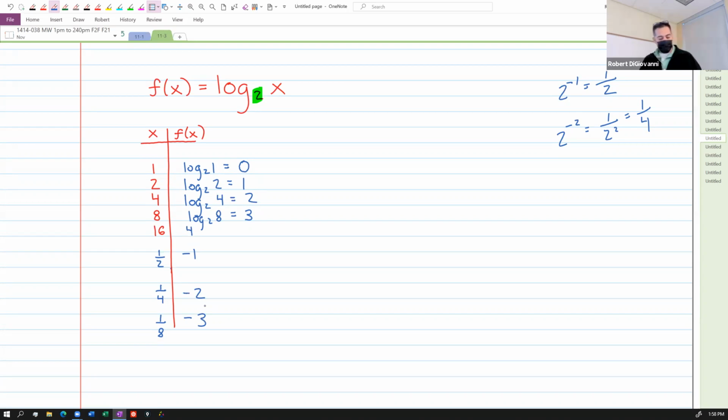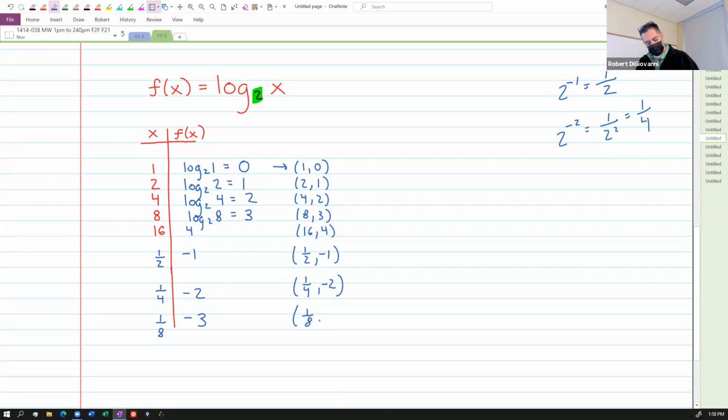Now these are points, right, on my graph. So this is the point 1, 0. This is the point 2, 1. This is the point 4, 2. This is the point 8, 3. Next one's 16, 4. 1/2, -1. 1/4, -2. And 1/8, -3.